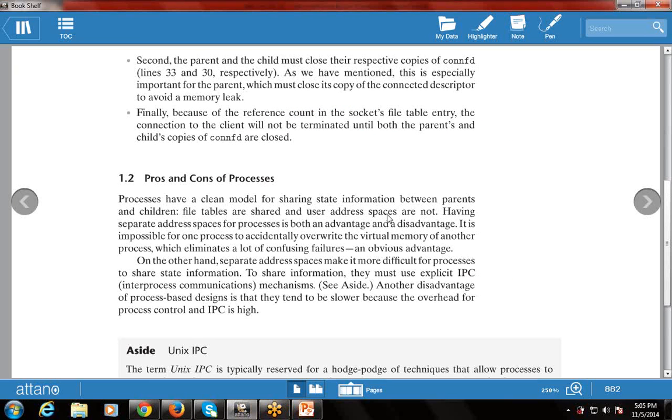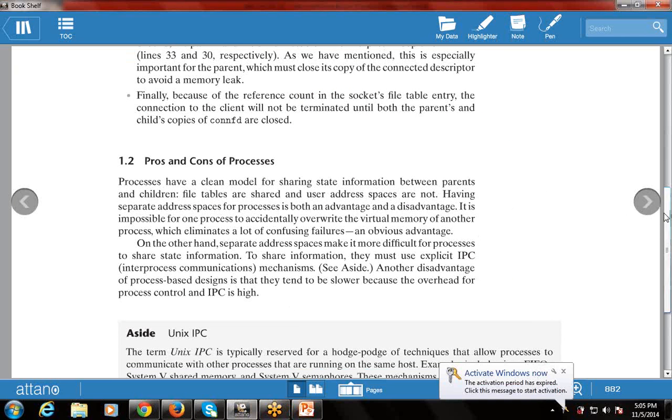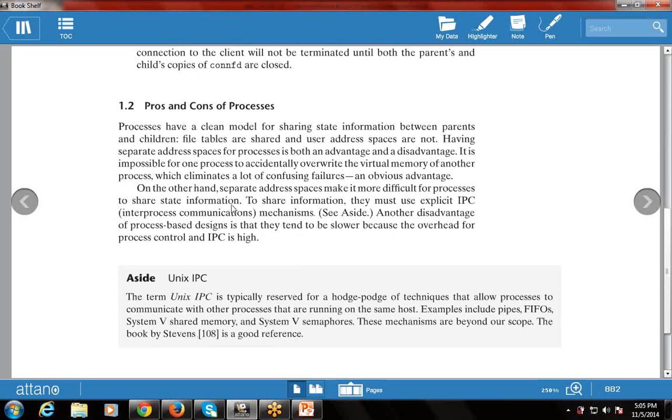Now let's see with the help of the book. These are the pros and cons of the processes, that is, the advantages and the disadvantages. This says processes have a clear model for sharing state information between the parent and the children. On the other hand, separate address spaces make it more difficult for processes to share state information. To share the information, we use the IPC mechanism, that is, the inter-process communication mechanism.